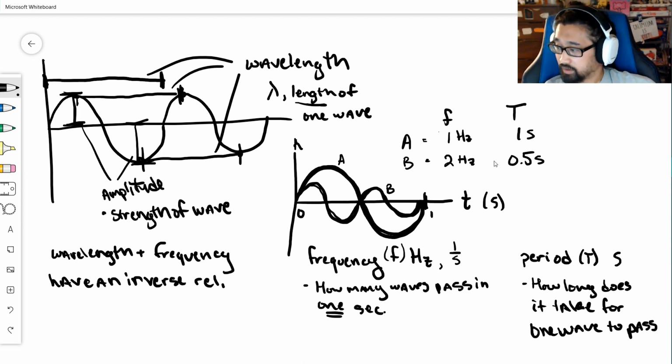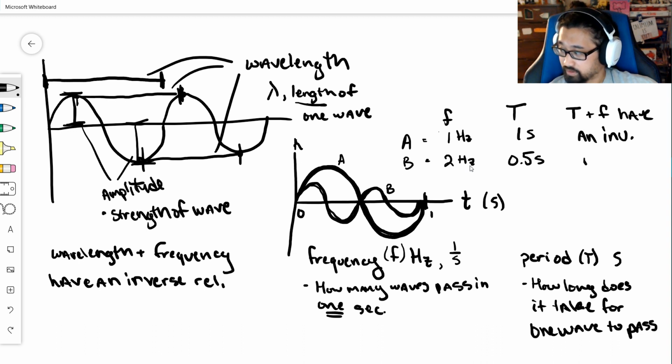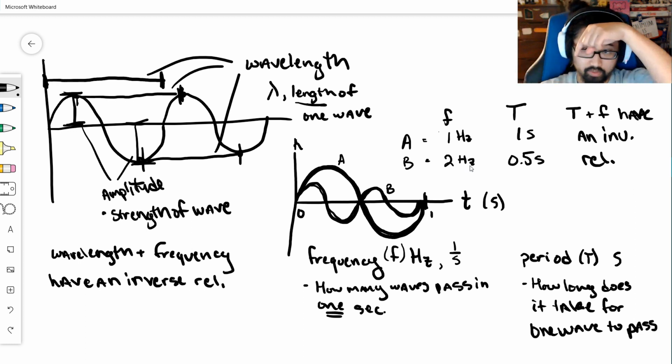But this is the other relationship, that period and frequency also have an inverse relationship. Right? There are really 2 equations, maybe 2.5 equations, but really 2 equations for waves, and those 2 relationships are the heart of them. This one here, that frequency and period have an inverse relationship, and the one all the way down there in the corner, which is that wavelength and frequency have an inverse relationship.